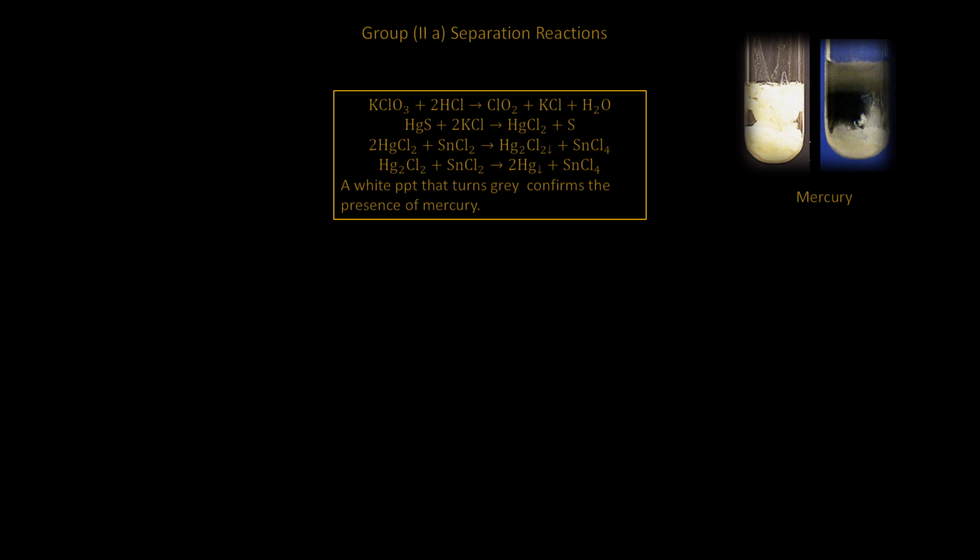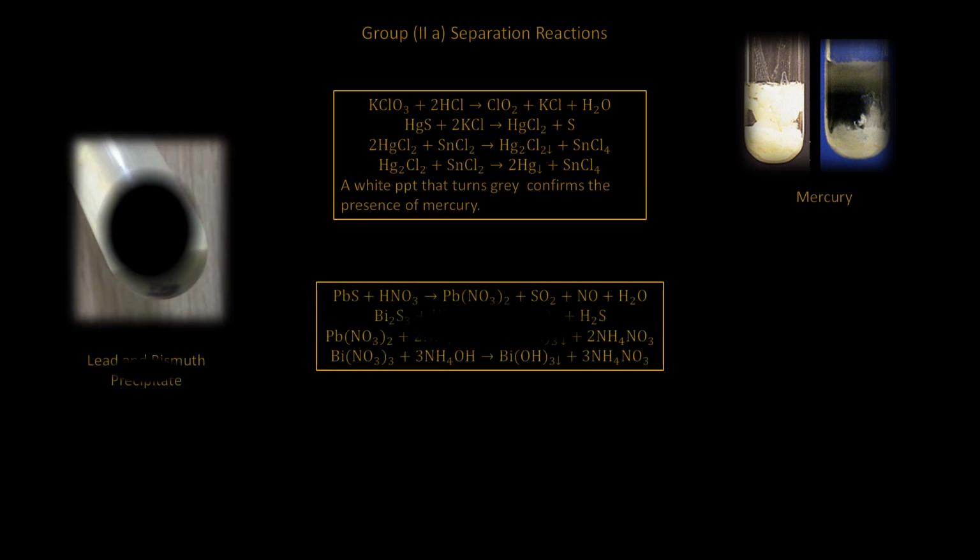Combining potassium chlorate with hydrochloric acid produces chlorine dioxide, potassium chloride, and water. The precipitate will dissolve when the 2 solutions are added. However, the potassium chloride will bond with the mercury to produce mercury dichloride and sulfur. Adding stannous chloride produces mercurous chloride, which precipitates as a white precipitate. Adding additional stannous chloride, the chlorine dissolves and the mercury reduces to elemental mercury, which gives the gray color. This gray color confirms the presence of mercury in the sample.